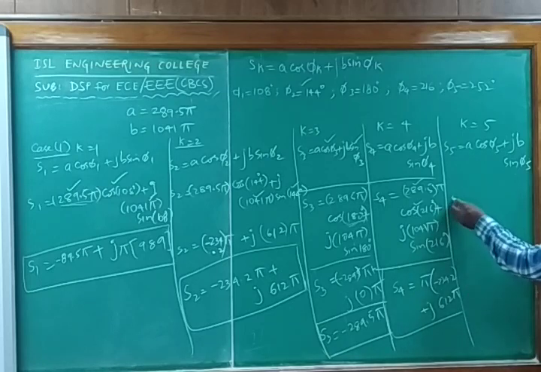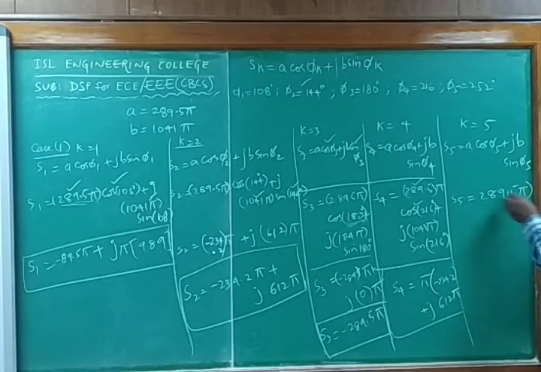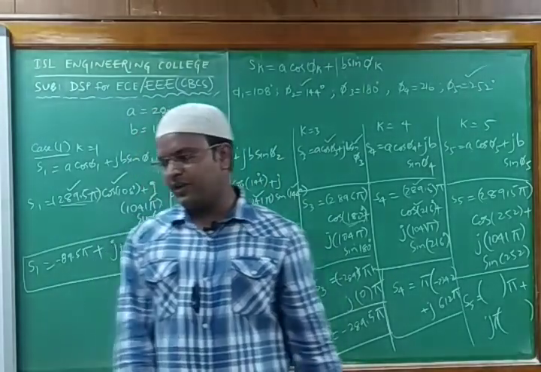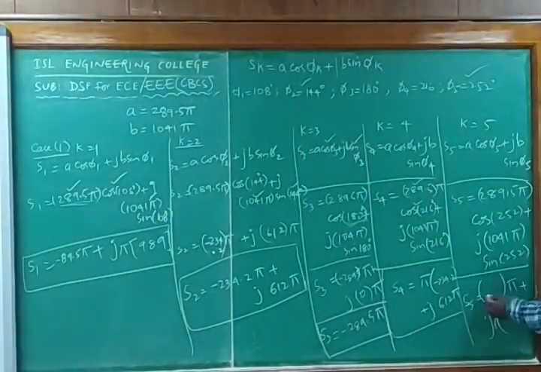Likewise, I can find S5. So for S5, directly, what is A? 289.5 pi into cos of phi, that value is 252, plus j of, what is the B value we have? 1041 pi into sine of 252. You put it in the calculator and you will get S5 in terms of pi times the first value plus j of the second value with pi. So what is this S5? Minus 89.5, minus 989. I found it by using the calculator.